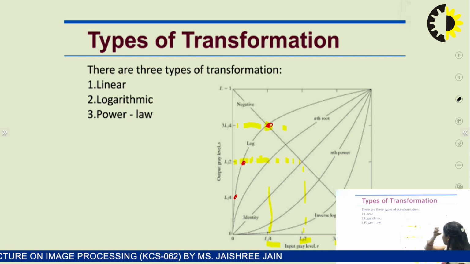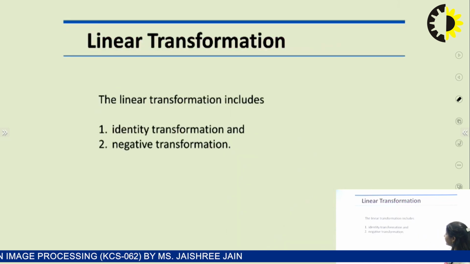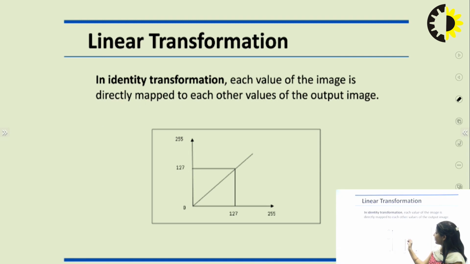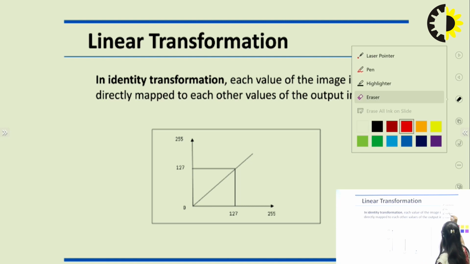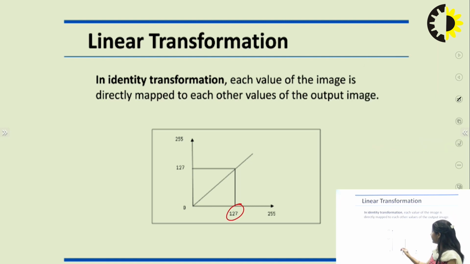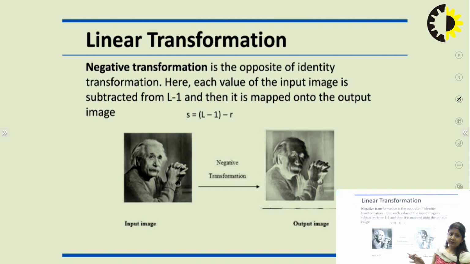Linear transformation actually means, we see here one by one. Linear transformation includes the identity transformation and negative transformation. Identity means image pixels remain the same. Whatever the input grayscale is, the same will be the output grayscale. So this is the identity. Here the intensity is 127, and here the intensity is 127. So this is the identity transformation, and next is the negative transformation.